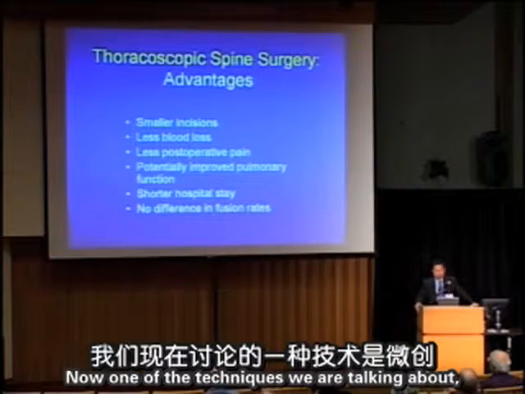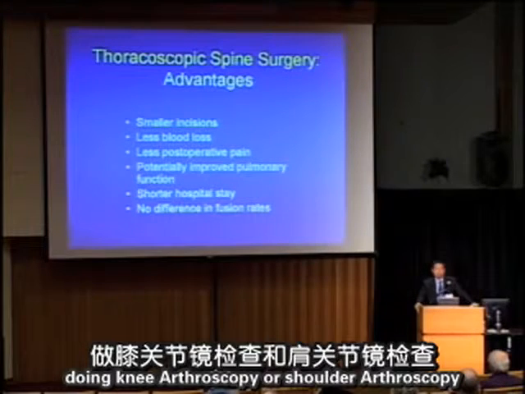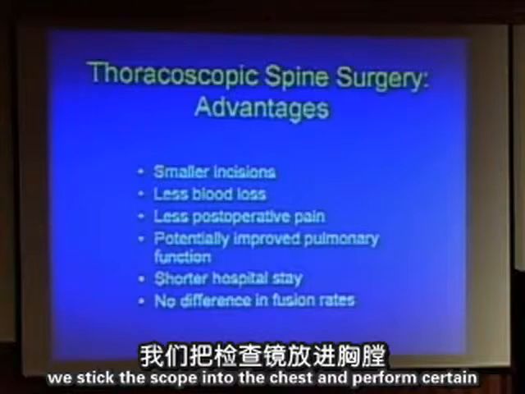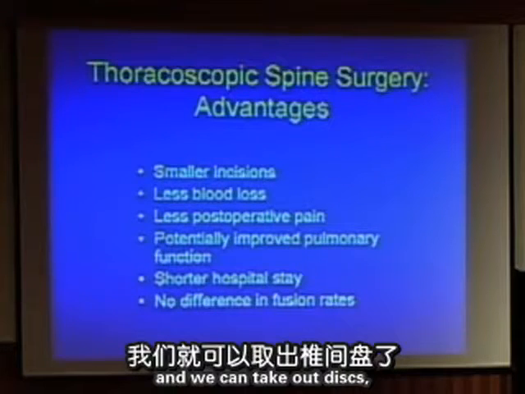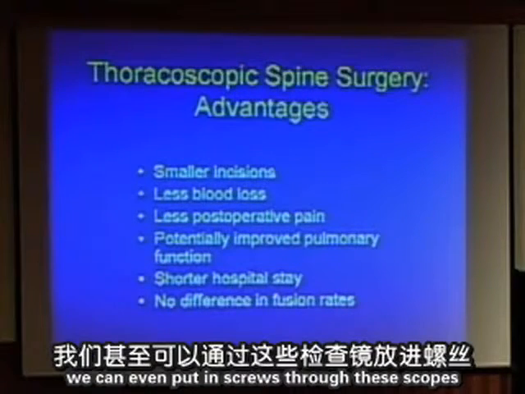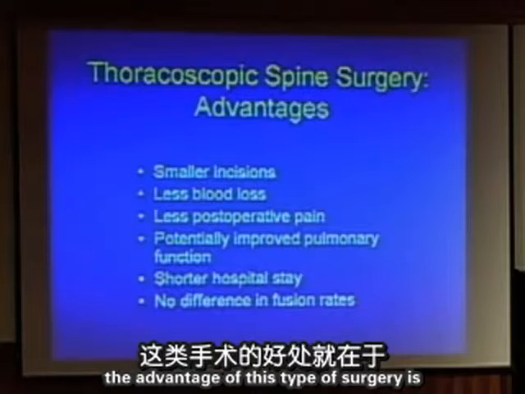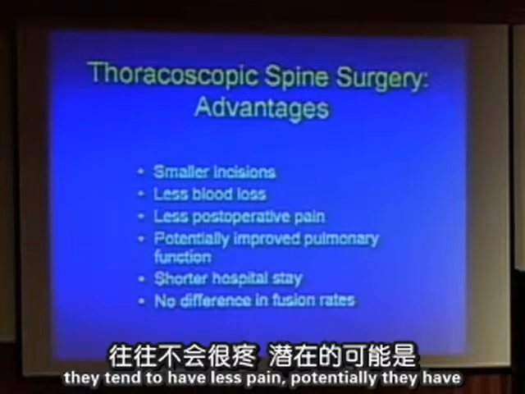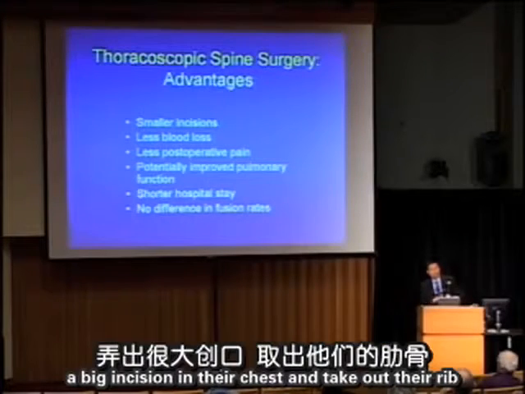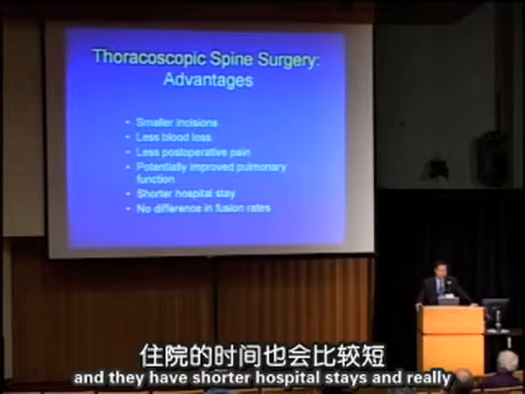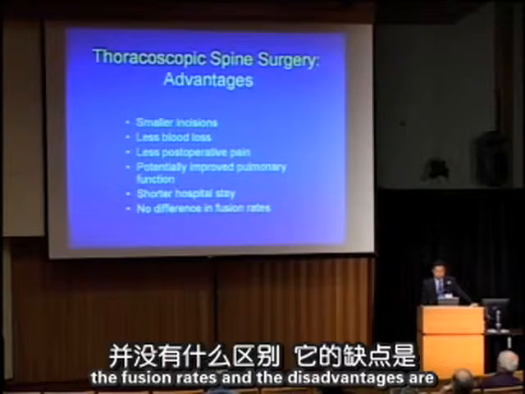Now, one of the techniques that we're talking about, minimally invasive, we can actually use, similar to doing a knee arthroscopy or shoulder arthroscopy, we can stick a scope into the chest and perform certain procedures on the spine. And we can take out discs, we can even put in screws through these scopes and very small incisions. The advantage of this type of surgery is, again, smaller incisions, less blood loss, they tend to have less pain. Potentially they have better lung function because you don't make a big incision in their chest and take out the rib. And they have shorter hospital stays. And really what we're seeing is no difference in terms of the fusion rates.